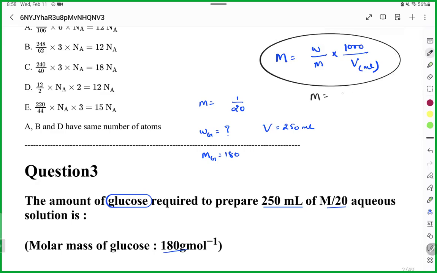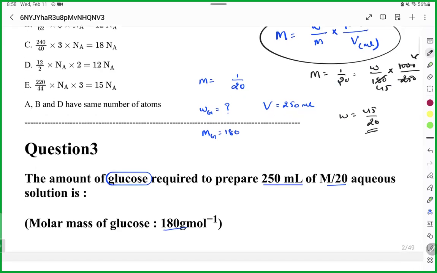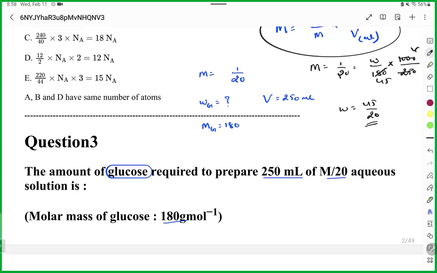What is the given mass? We have to calculate. Molar mass 180, 1000 divided by 250, 45. So 45 divided by 20. Tell me guys, anybody have doubt? Simple molarity formula. Yes or no?